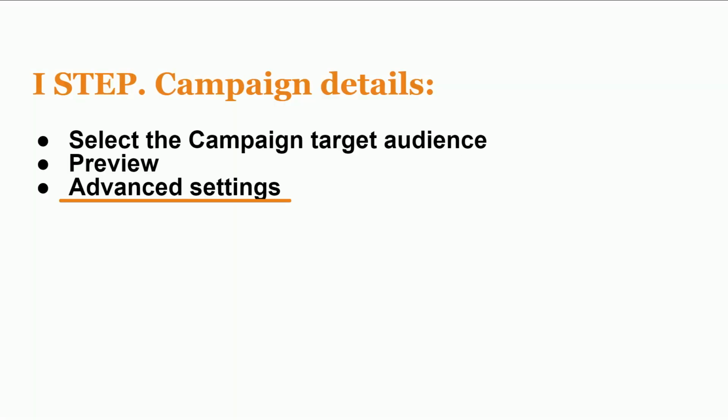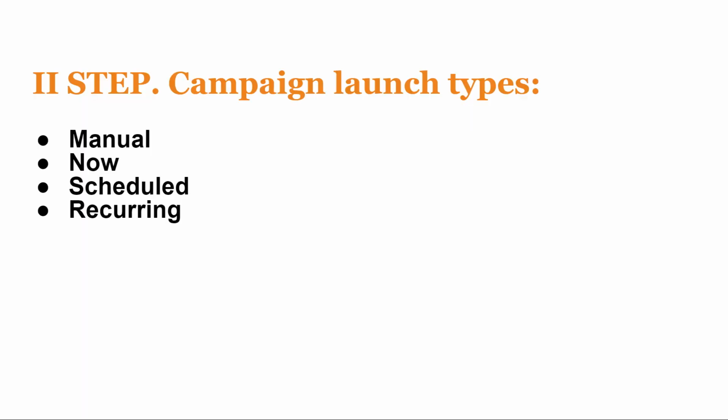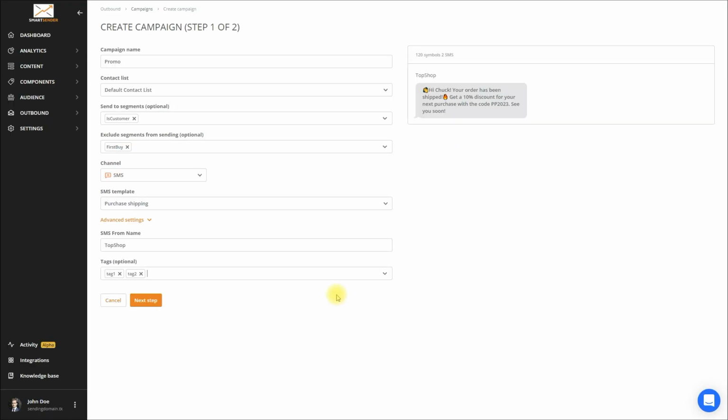Open Advanced Settings. Here you can specify the name of the sender if you want it to differ from the default settings. These changes will only apply to that particular campaign. You can also specify tags to make it easier to generate an additional report to study it in the Analytics section. To select the campaign launch type, click the Next Step button.